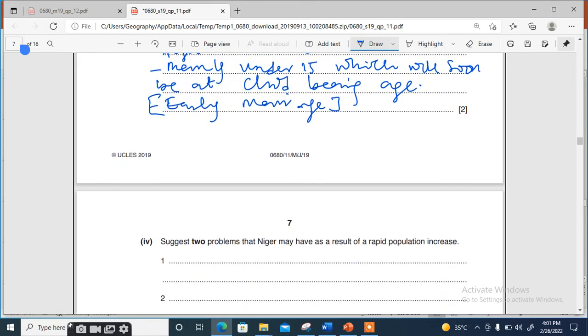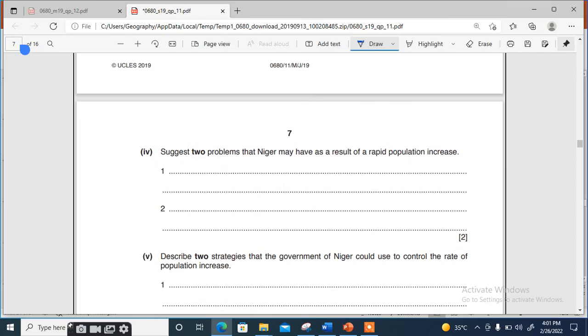So next is, suggest two problems that Niger may have as a result of rapid increase in population. So that means, what is the impact of high population growth? There will be things like unemployment or job shortage. It can lead to increased crime rate. There will be stress on available resources.